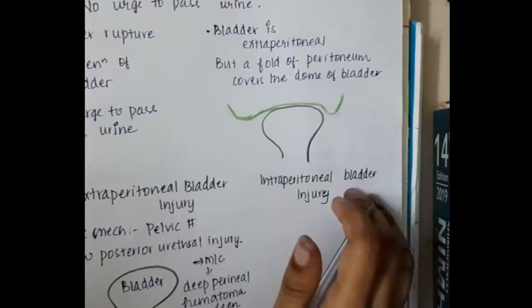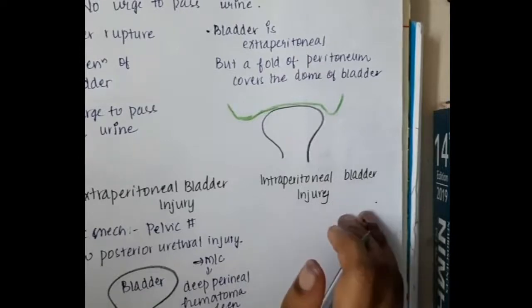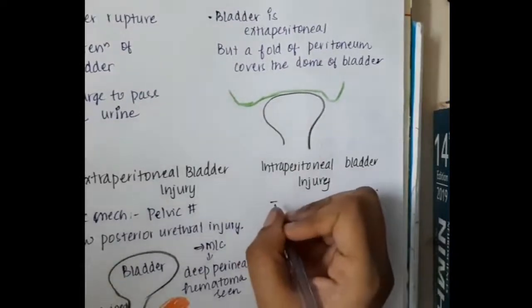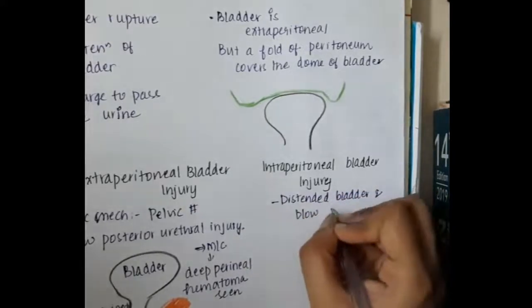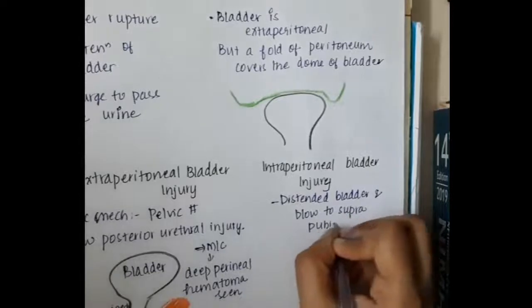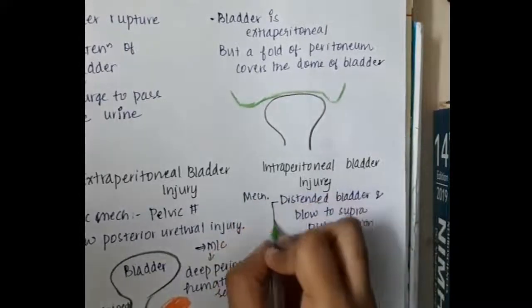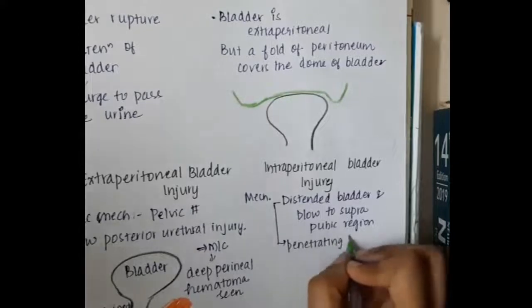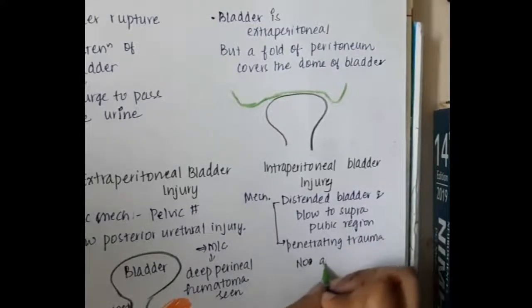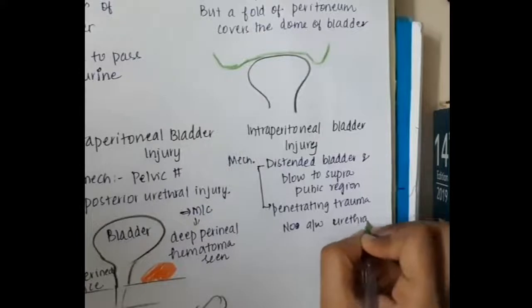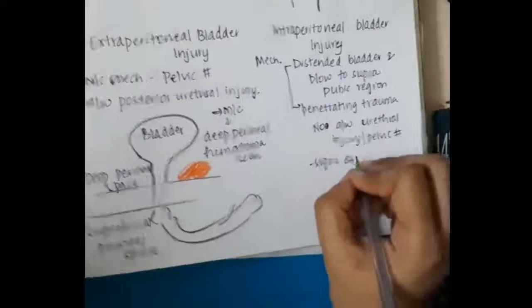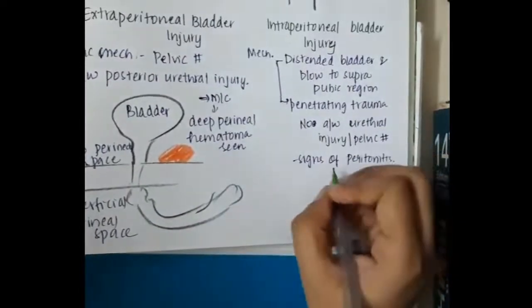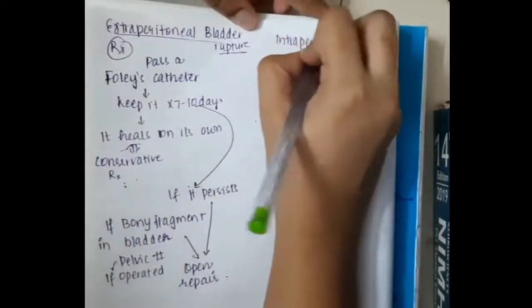So that is extraperitoneal bladder injury. Then we will learn about intraperitoneal bladder injury. The mechanism is that whenever there is a distended bladder and a blow in the suprapubic region, it causes intraperitoneal bladder injury. This can be due to penetrating trauma. It is not associated with urethral injury or pelvic fractures.